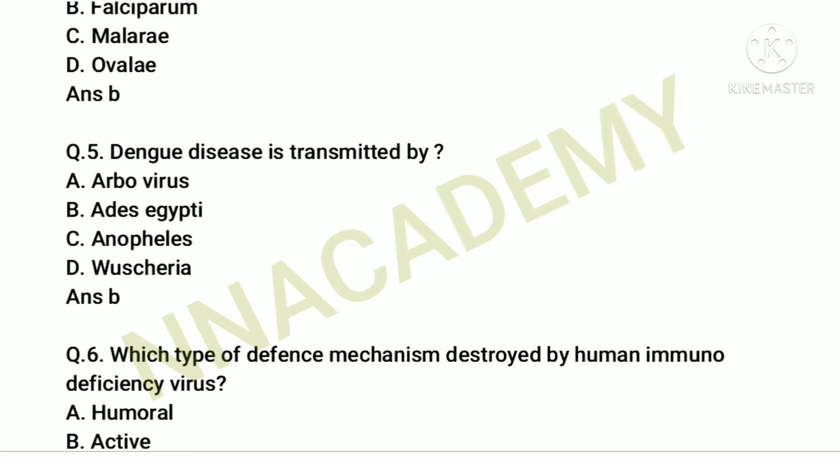And the fifth question is, dengue disease is transmitted by, options given are A arbovirus, option B Aedes aegypti, option C Anopheles mosquito, and option D Wuchereria. So the right answer here is B. We all are very aware of it. So dengue is caused by Aedes mosquito. So the full name of the mosquito is Aedes aegypti.